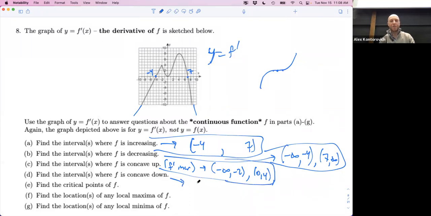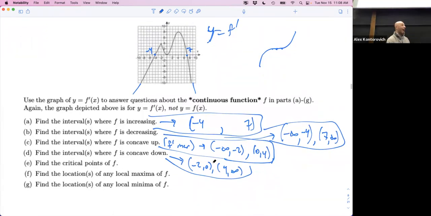Concave down is f prime is decreasing. So that's the rest of it. It's decreasing from -2 to 0, and it's also decreasing from 4 out to infinity. That's where it's decreasing. Okay, what are the critical points of f? Critical points of f are where the derivative is 0. So that's -4, 0, and 7. So the critical points are -4, 0, and 7. I would, again, call them critical values, not critical points.